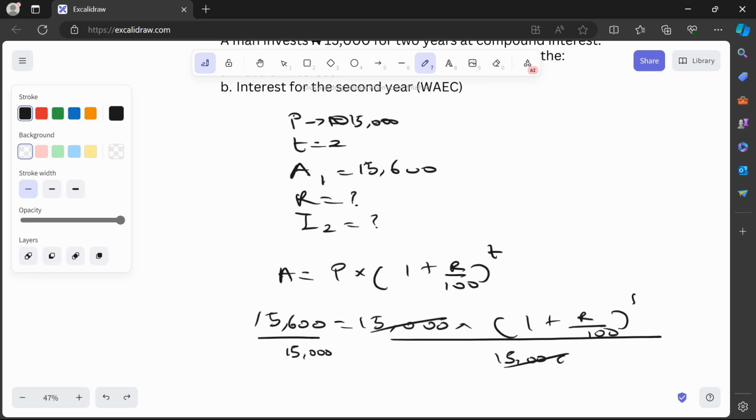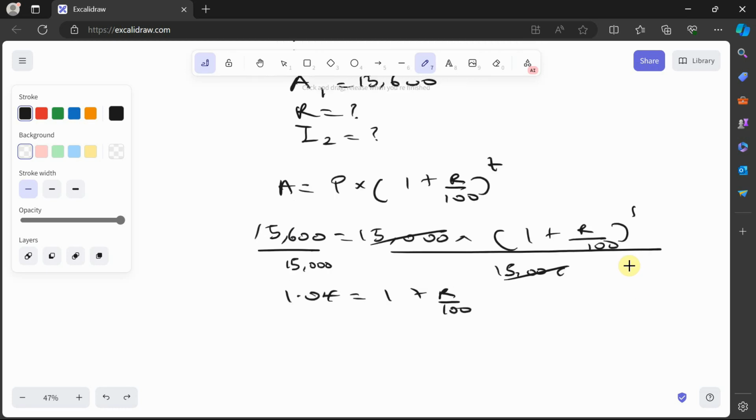15,600 divided by 15,000, that will give you what? Great. So 1.04 is equal to 1 plus R over 100, because anything raised to the power of 1 is still the same thing, right? So I don't need to say raised to the power of 1. Let's call it like terms. That will be 1.04 minus 1 is equal to R over 100. 1.04 minus 1 is 0.04 equals R over 100.